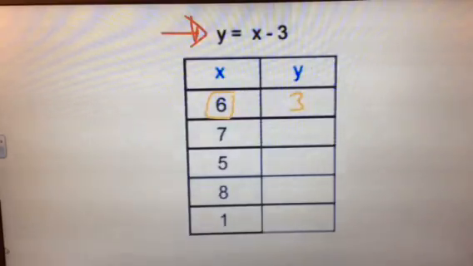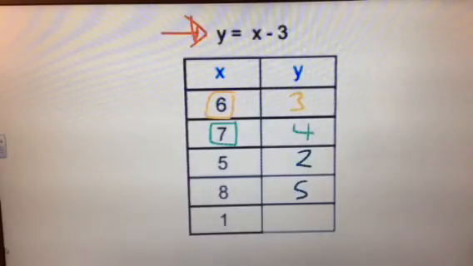If x equals 7, so we replace our x with the 7, what's the difference between 3 and 7? The answer is 4. If we continue like that, replacing the x value with the numbers given, if we replace it with 5, our y value becomes 2. If we replace it with 8, our y value becomes 5.